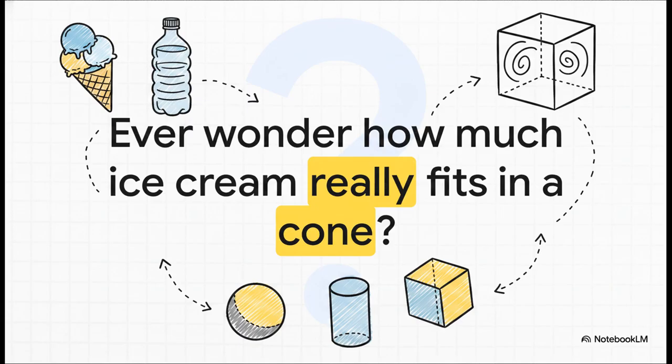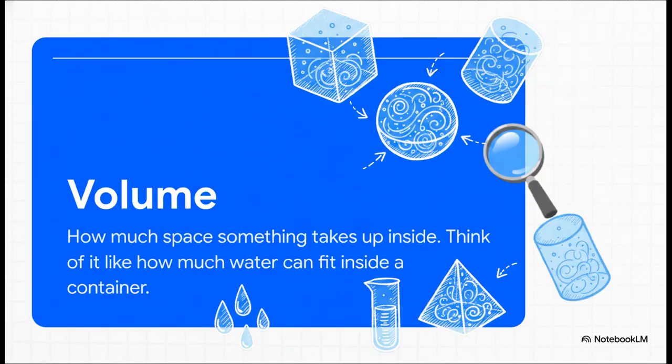But it's not just about ice cream, right? Think about it. How much coffee is actually in your mug? How much air is in the room you're in right now? All of these questions, they're all about one simple concept: volume. Okay, so what is volume, really? Well, simply put, it's just the amount of 3D space something occupies. A good way to think about it is, imagine you could fill any object with water. The amount of water it holds, that's its volume. It's all about the inside.